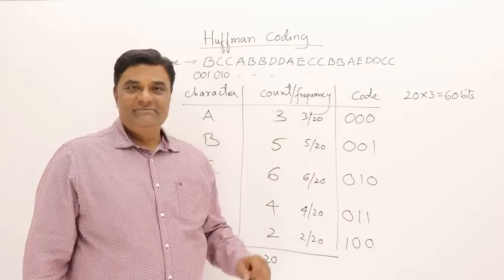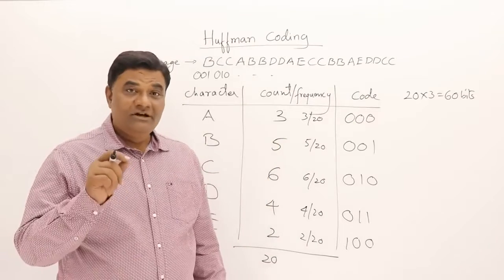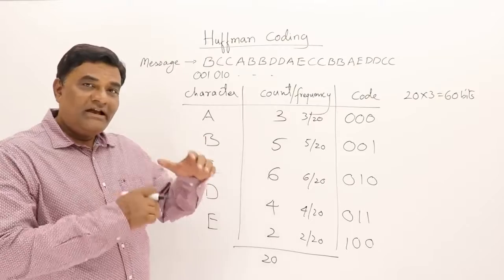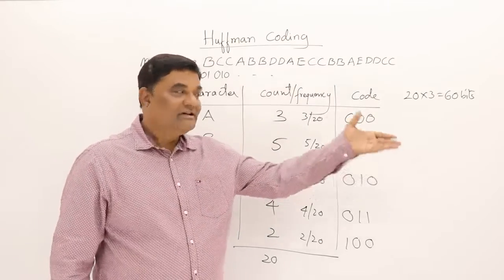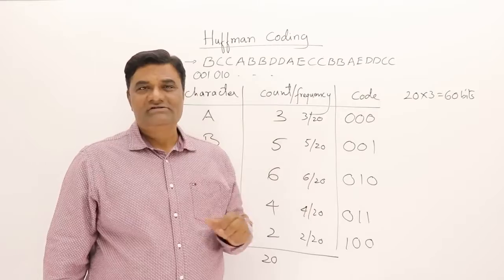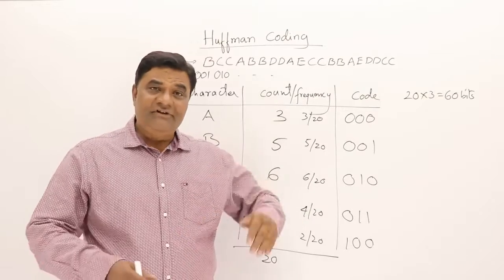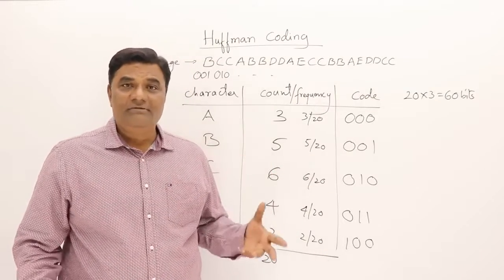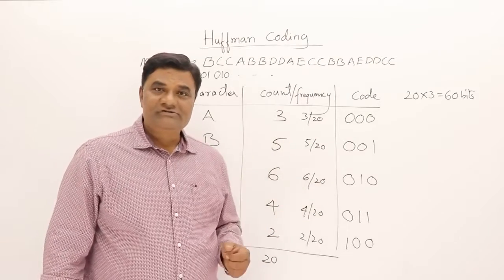So size of the message will be 60 bits. And one more important thing we cannot neglect. What is that? When I am sending a message, suppose encoded in this one, now how will the receiver know what the codes are? Even if I store it in a file and later I want to retrieve it, how do I remember what codes were used?